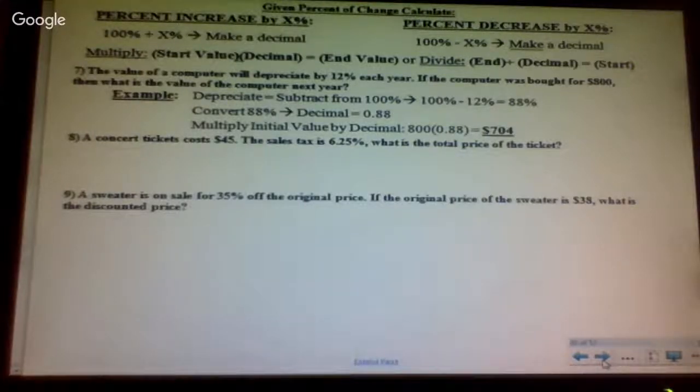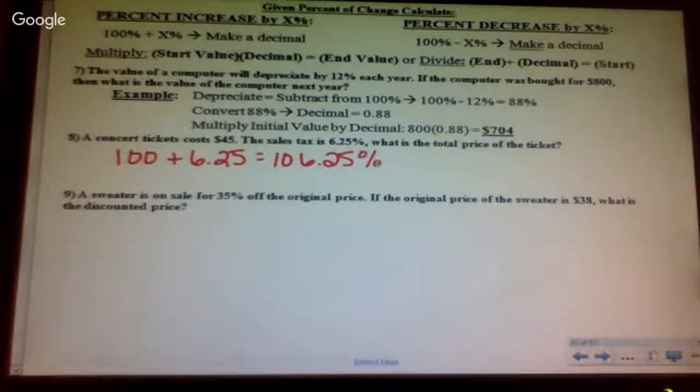First off, if I'm putting sales tax, should I be going up or down? Up. Okay, so the first thing you want to do is add 6.25 to 100 because you're going up. Does that make sense? So you should get 106.25. Now you need to write this as a decimal. Which way do I move my decimal point? 2 to the left. So this is 1.0625.